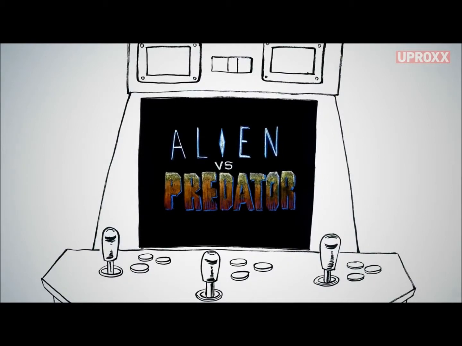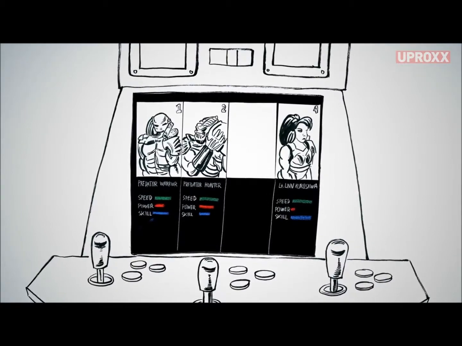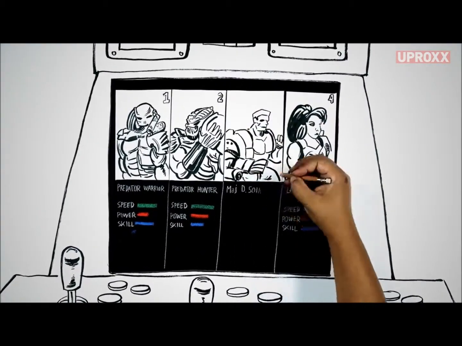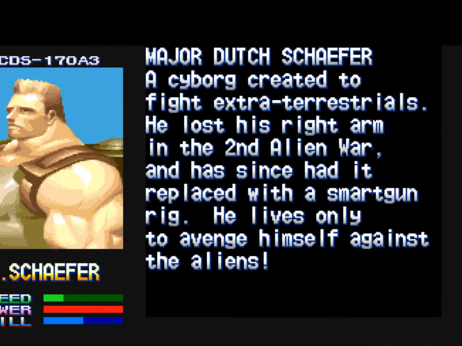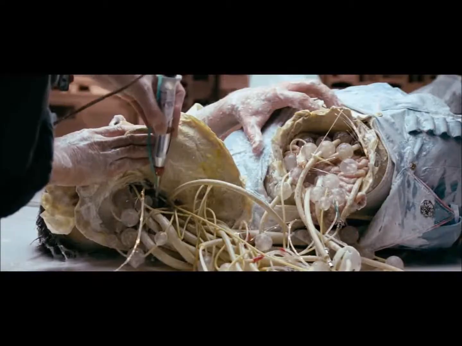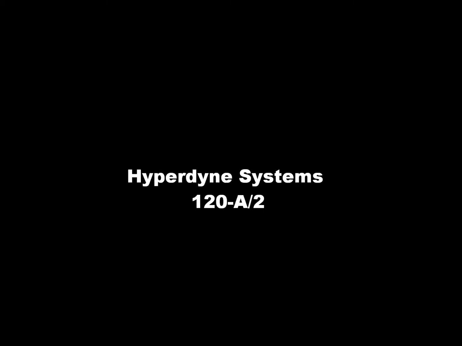Back in 1994, Capcom's Alien vs. Predator graced the arcades. In the game, we were introduced to Major Dutch Schaefer, a cyborg version of Arnold Schwarzenegger's Dutch. This cyborg just so happens to have a serial number that is oddly familiar. Ash, from the Alien series, had a serial code of Hyperdyne Systems 120-A/2.